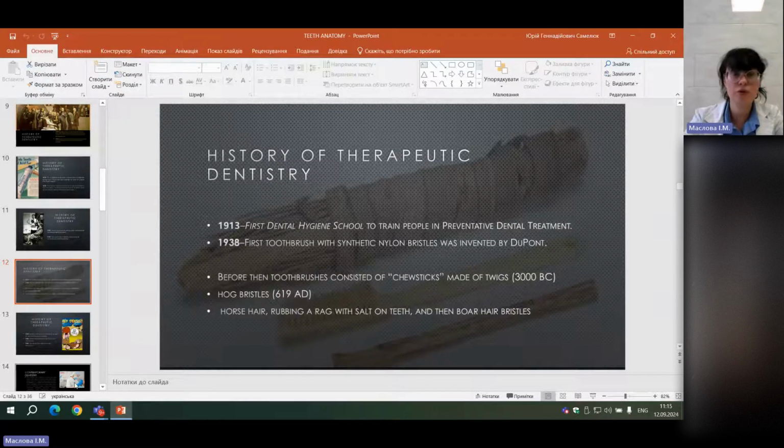1930, first dental hygiene school to train people in preventative dental treatment. 1938, first toothbrush with synthetic nylon bristles was invented by DuPont. Before then, toothbrushes consisted of a chew stick made of twigs, 3000 years BC, hog bristles, 619 AD, horsehair, and then boar hair bristles.